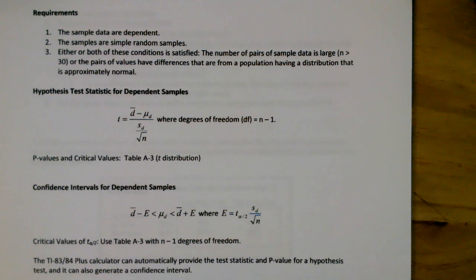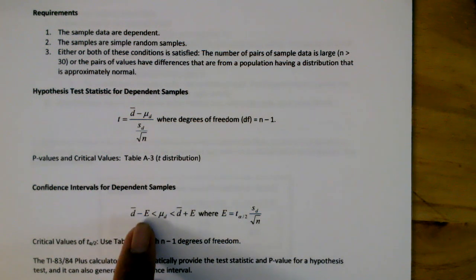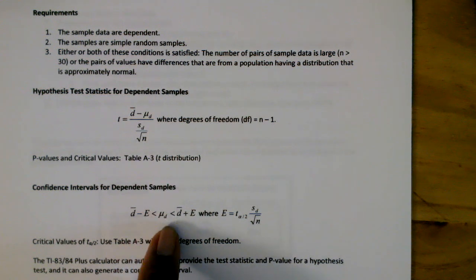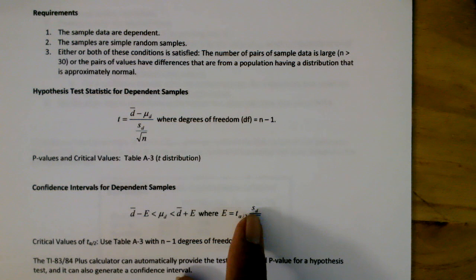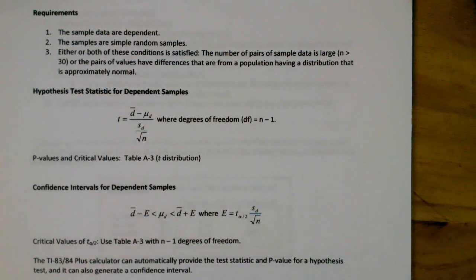So the confidence interval for dependent samples, the format for that will be this: d bar minus E is less than mu sub d, which is less than d bar plus E. E, of course, is the margin of error. And we find the margin of error by taking the critical value of our test statistic, which is t sub alpha over 2, times s sub d, that's the standard deviation of your differences, over the square root of n. And n is the number of paired data.